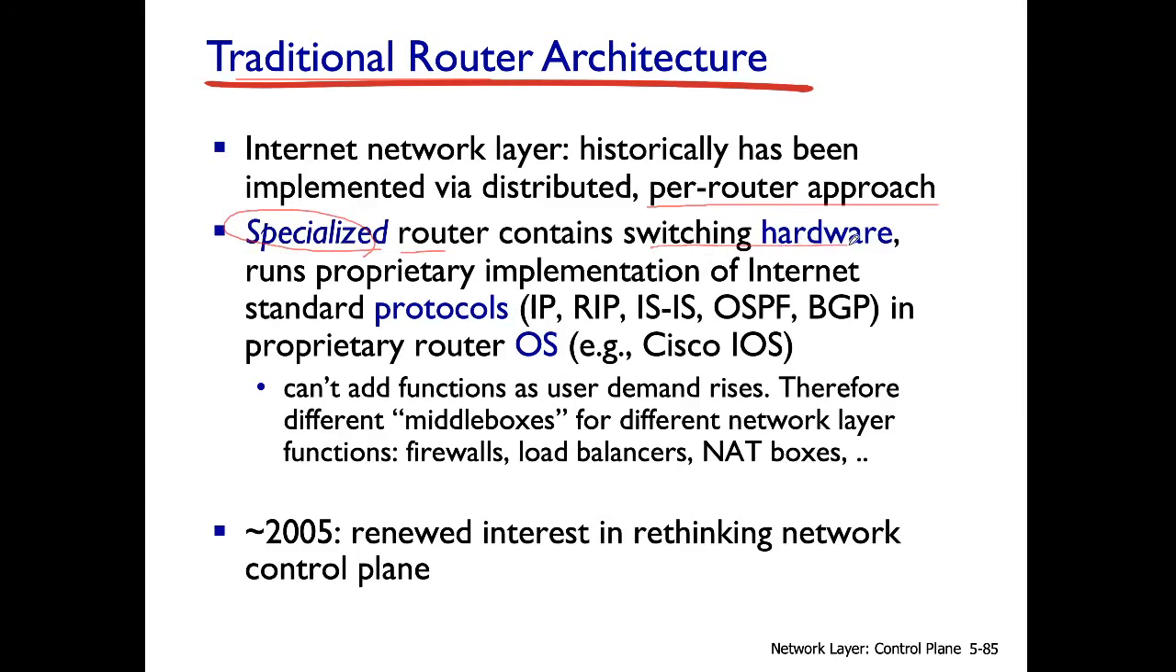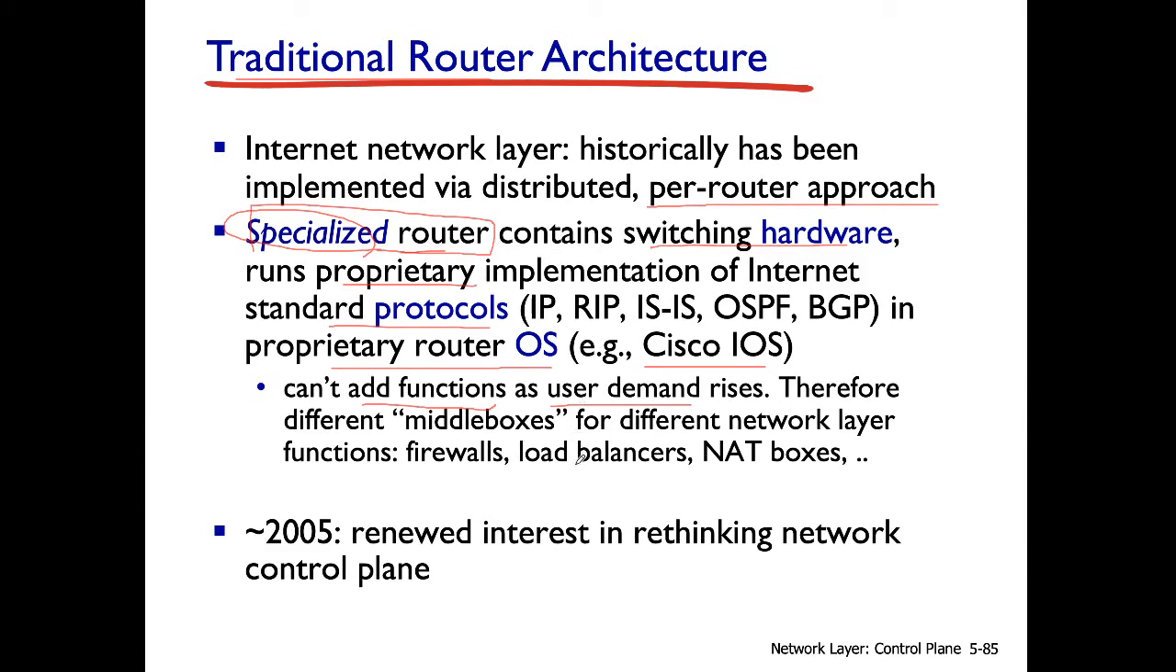The switching hardware for packet forwarding is very proprietary. The implementation of the routing protocols is also proprietary. What's worse is that connecting the hardware and the routing protocols, there's also a proprietary, closed router OS. For example, Cisco has its own OS, which coincidentally is also called iOS. Now you see, when the user demand gets higher or more diverse, it's very hard to add functions into such a very specialized hardware, with lots of proprietary design and implementation.